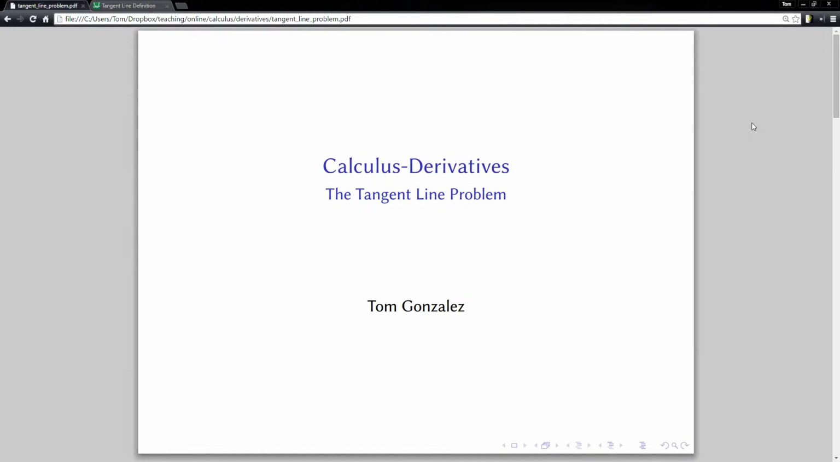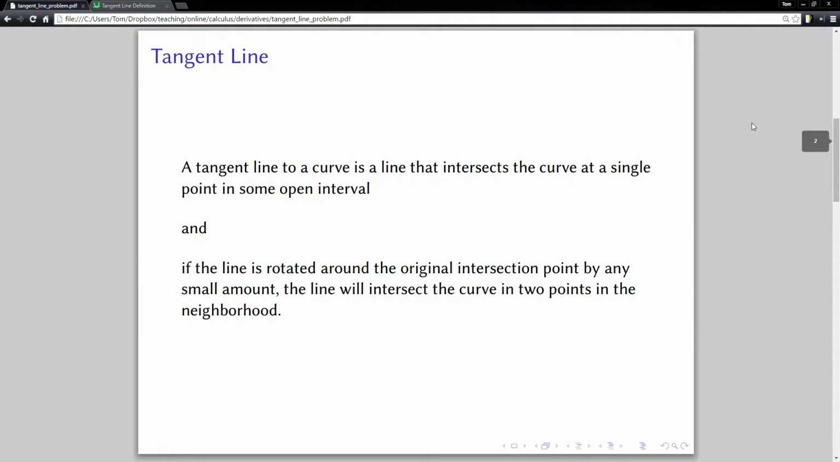In this video, we're going to talk about the tangent line problem. The tangent line problem is a problem that is related to one of the fundamental parts of calculus, and that is the idea of the derivative. So first off, let's take a look at what exactly is a tangent line.